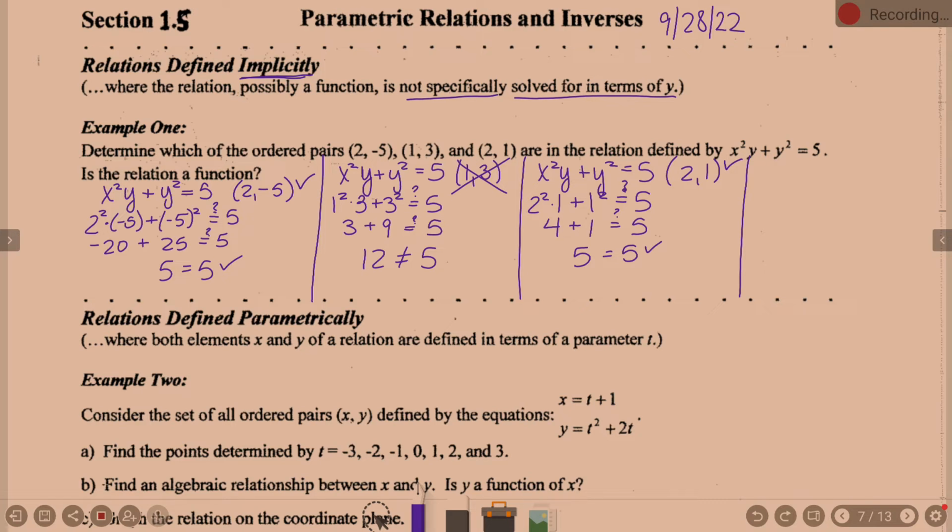Is the relation a function? That's our next question to ourselves. Thoughts? We have a 50-50 chance, so I'm just going to say yes. There's no opposites in there. So we have a 50-50 chance here. Some are guessing yes, some are guessing no.